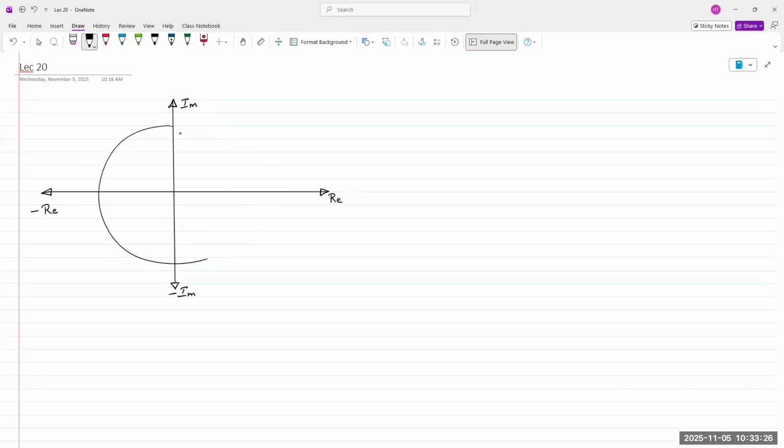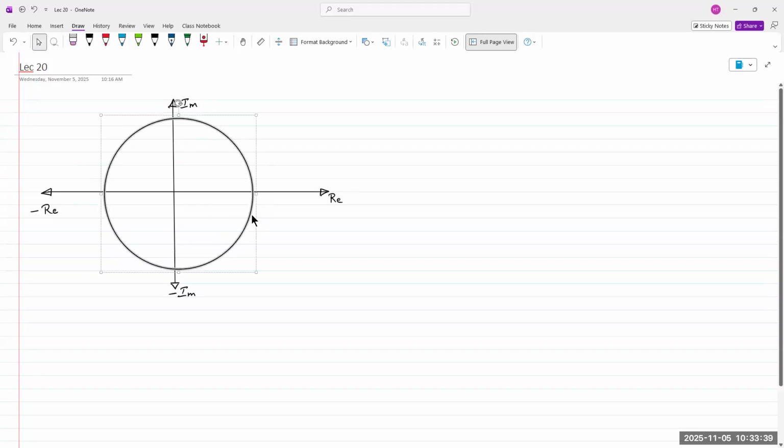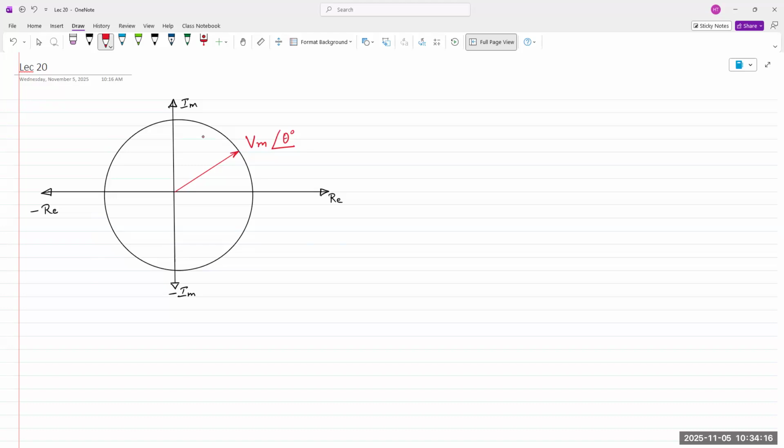Okay, so we have the real and the imaginary axis. Let's just say it's symmetrical. So when a vector starts, we have this vector here that represents the phasor. This has a length of Vm with an angle of theta. Theta is this angle right here. This length is Vm, and this is also there in the lecture notes.